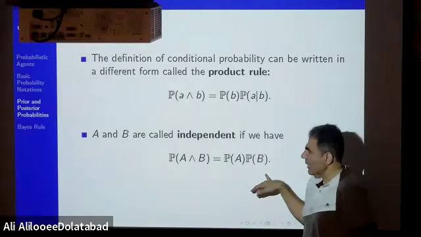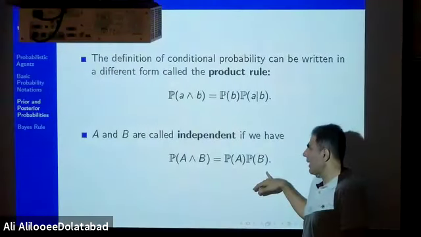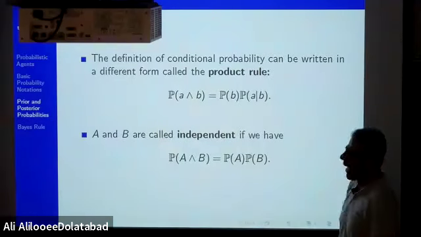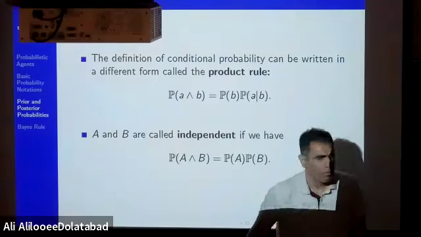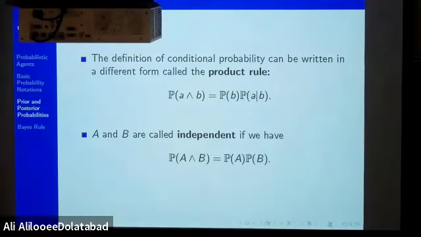Statistically, 2 events are called independent if the probability of A and B occurring simultaneously is the same as the product of the probability of A and the probability of B. Okay, so any questions, any comments about this?